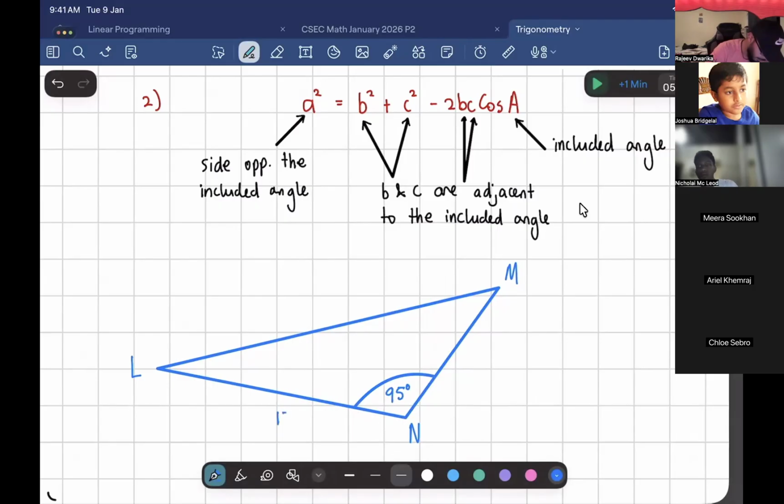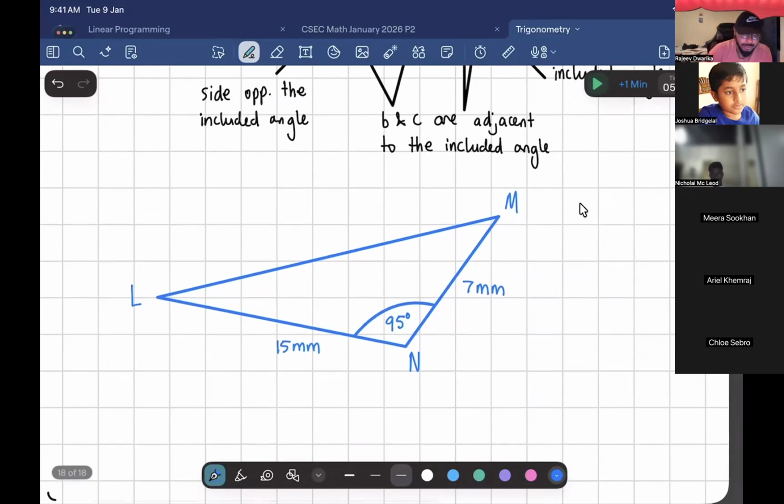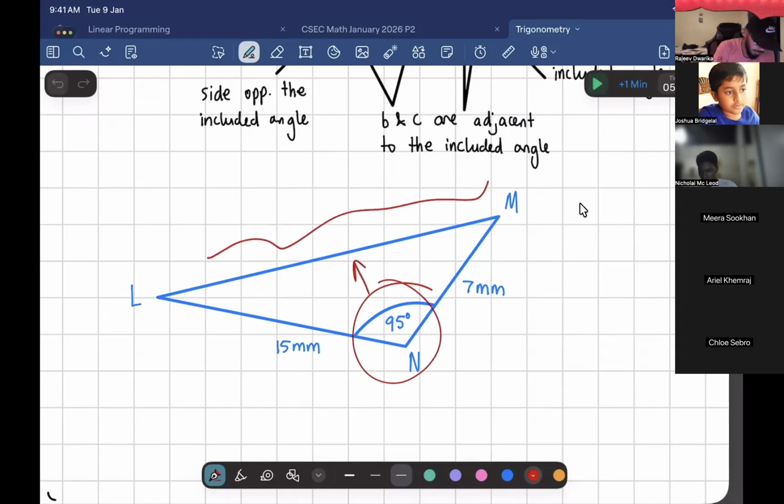Let me call this 15 millimeters. Okay, so Adetola, do we have an included angle? Yes, N is an included angle. Now we need to label our sides. If this is angle N, what would I call this side?